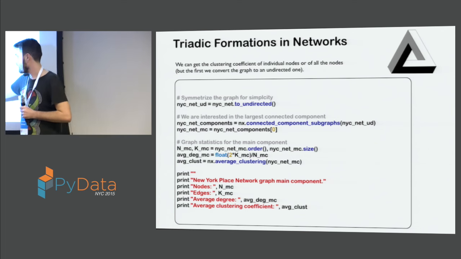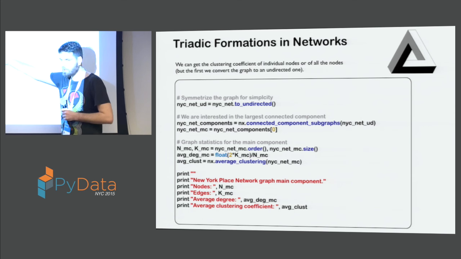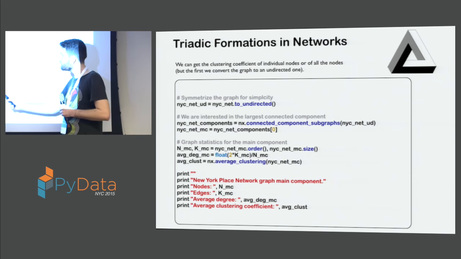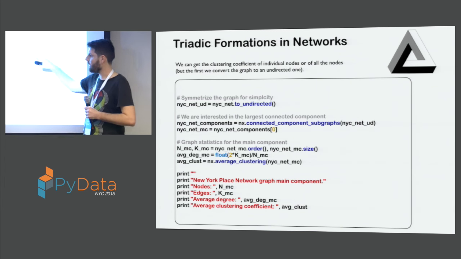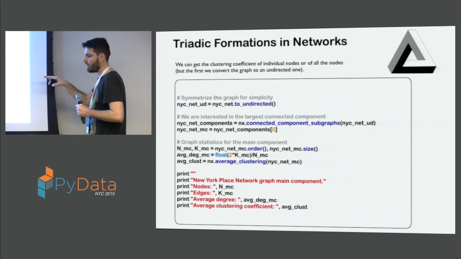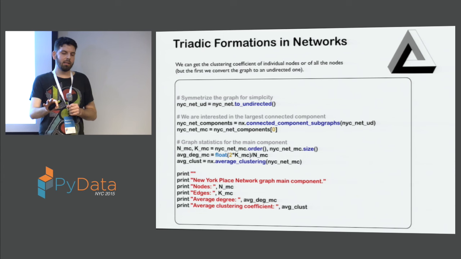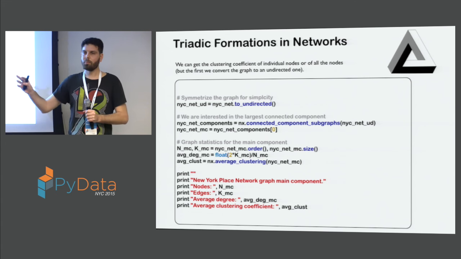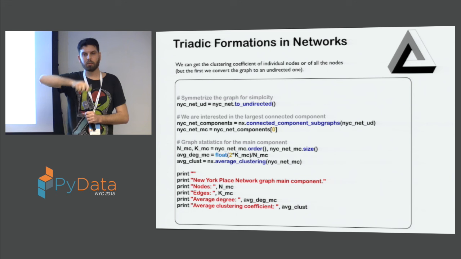So you can run this code after converting your network to undirected for simplicity, so we disregard the directionality of the edges. Then we can extract the connected components. Looking at network data, you can have a set of places being connected, but sometimes you can have isolated pairs of nodes that are not connected to the bigger network.